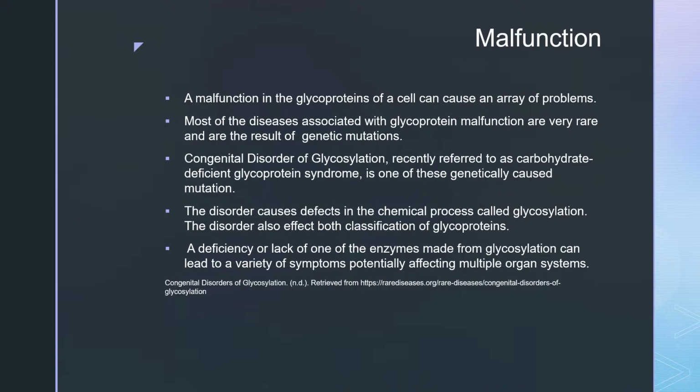The disorder causes defects in the chemical process called glycosylation. The disorder also affects both classifications of glycoproteins. So the disorder affects both O-linked glycoproteins and N-linked glycoproteins. A deficiency or lack of one of the enzymes made from glycosylation can lead to a variety of symptoms potentially affecting multiple organ systems. This disorder is commonly also diagnosed during infancy.